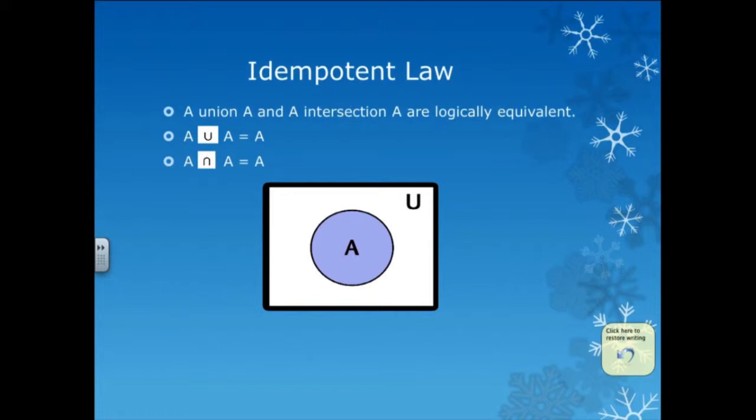Next, we will look at the idempotent laws. We see that the union of set A and set A is the set itself, A. This is also true for the intersection of any set to itself.